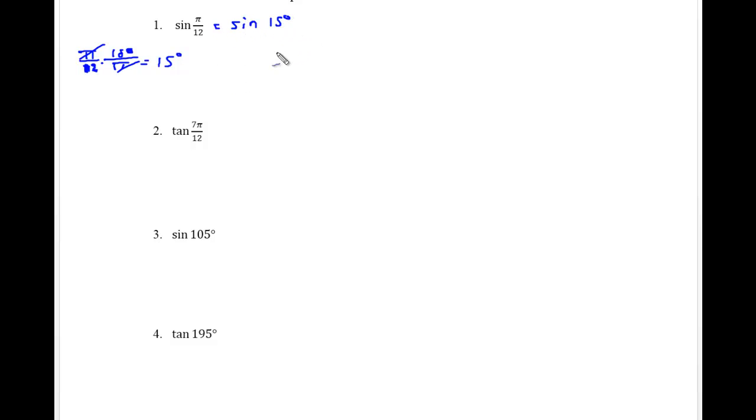Now you'll notice that the sine of 15 degrees is not on the unit circle. But what is on the unit circle is 45 degrees, and another thing that's on the unit circle is 30 degrees.